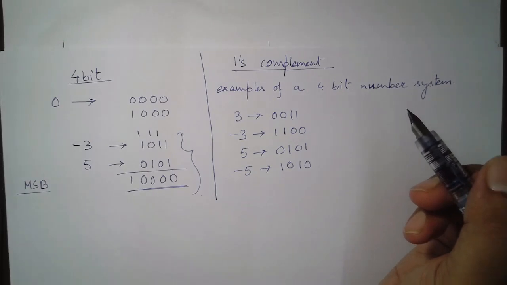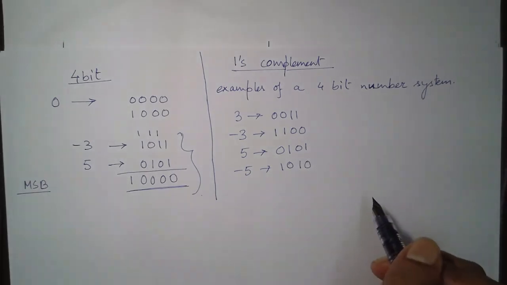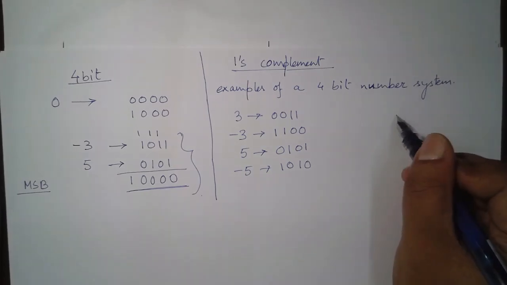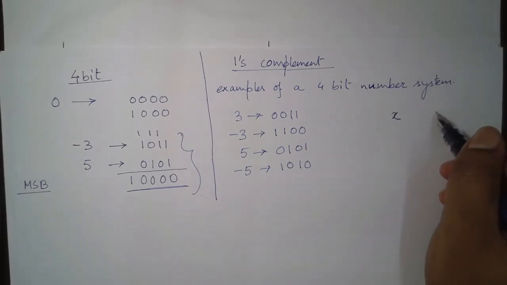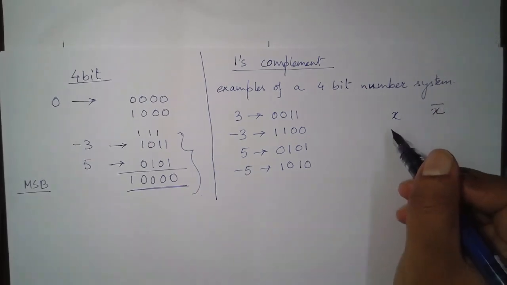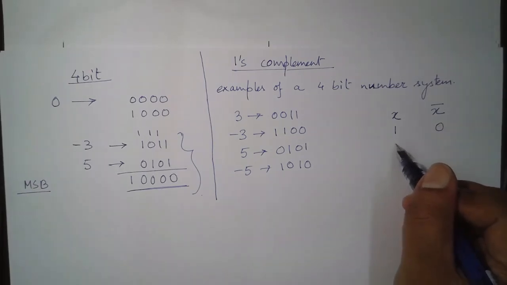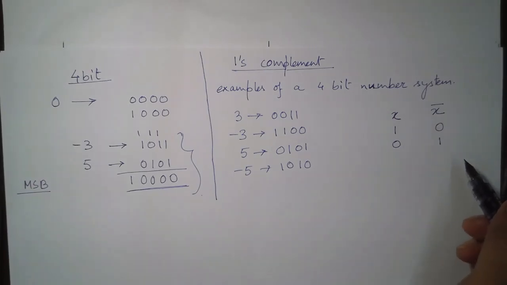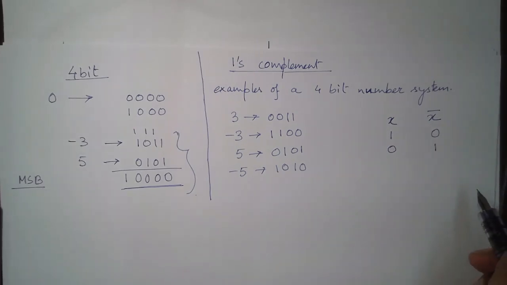So, when we say flip the bits in the binary number system, I just want to highlight this point. Let us say I have a number x in binary. By flipping we mean x bar. So if x is 1, x bar is 0. Similarly, if x is 0, x bar is 1. Fine. So that is what we mean by flipping.